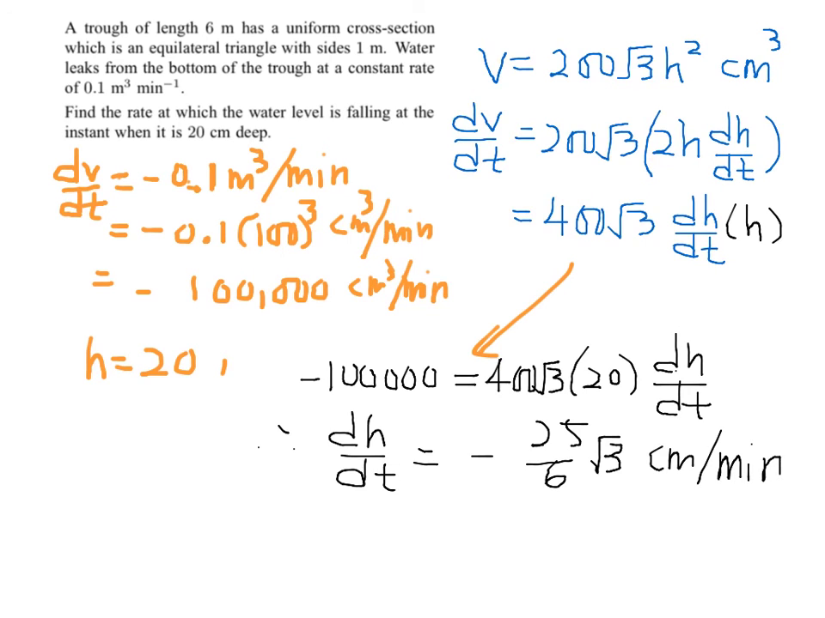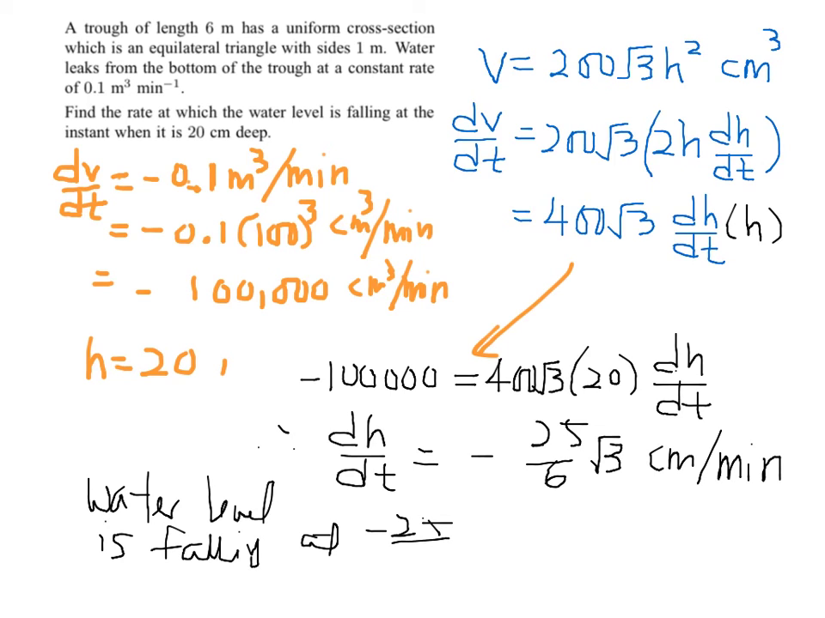So the water level is actually falling. The water level is falling at negative 25 over 6 square root of 3 cm per minute when the water level is 20 cm.